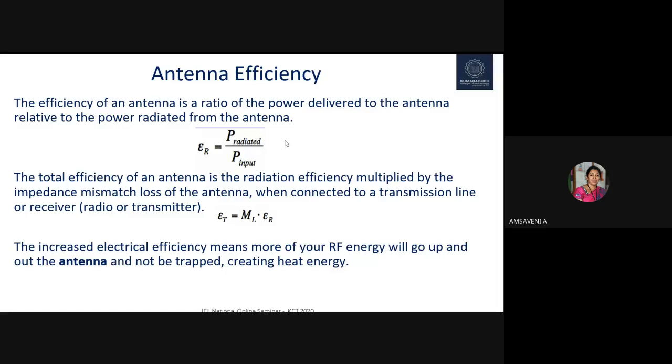And so the antenna has certain losses. There is mismatch loss, the antenna has conduction losses, and even the transmission line possesses certain losses. Okay. So increased electrical efficiency means more of your RF energy will go up and out of the antenna and not be trapped, creating heat energy. The efficiency ranges from 0 to 1. If the efficiency is 90%, it means almost all the power you give to the antenna is radiated into space.